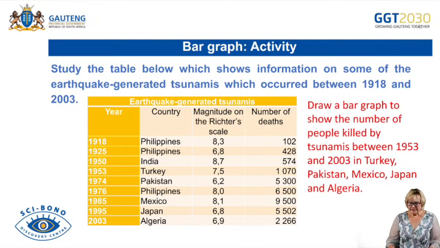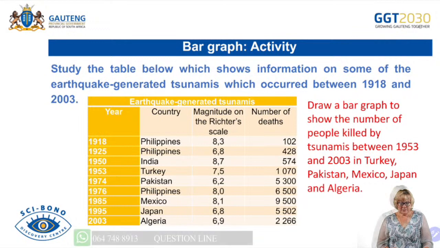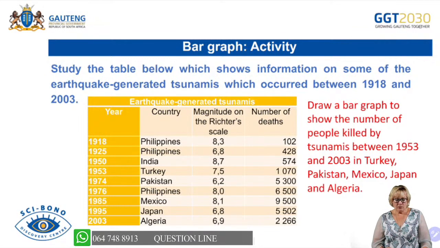There's an activity. Let's quickly look at this one. Study the table below, which shows information on some of the earthquake-generated tsunamis which occurred between 1918 and 2003. There you can see they look at different countries. The years are given, and the countries are Philippines and India and Turkey and Pakistan and so forth. Magnitude on the Richter scale and number of deaths. So they give us a lot of information in this table.